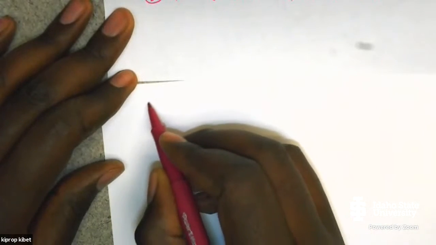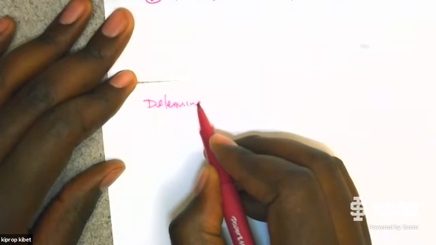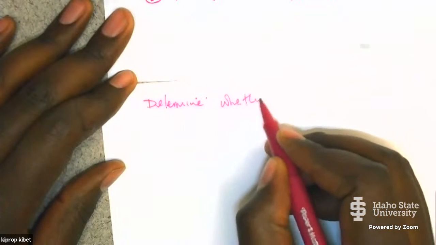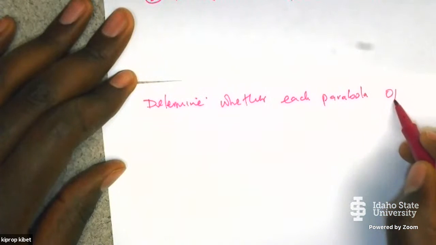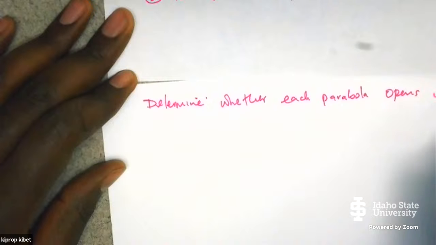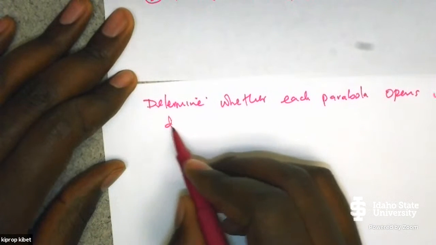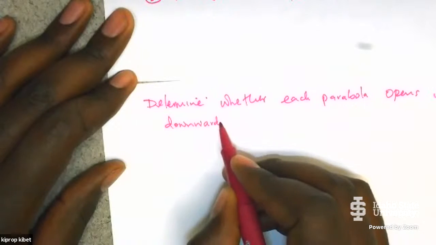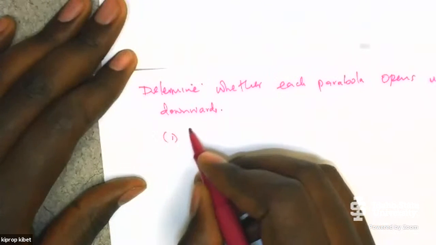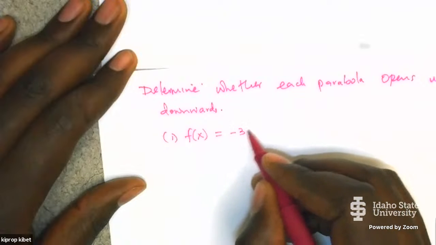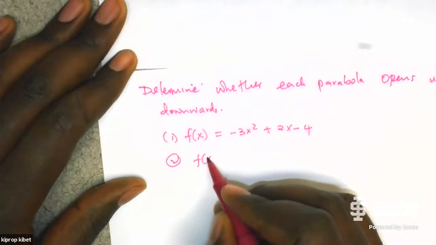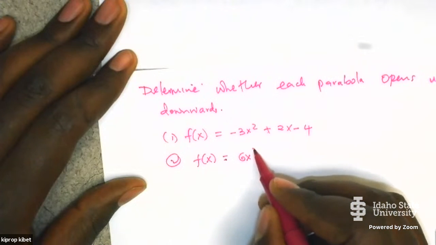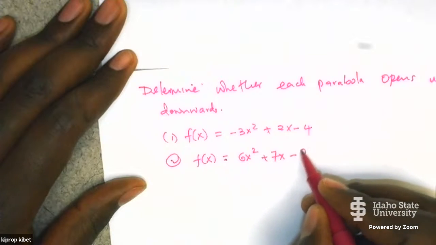For example, determine whether each parabola opens upwards or downwards. Number 1, f of x equals minus 3x squared plus 2x minus 4. Number 2, f of x equals 6x squared plus 7x minus 9.